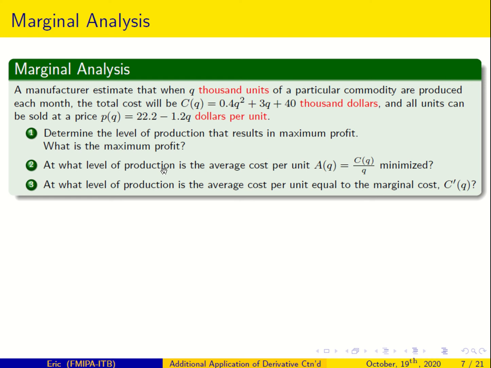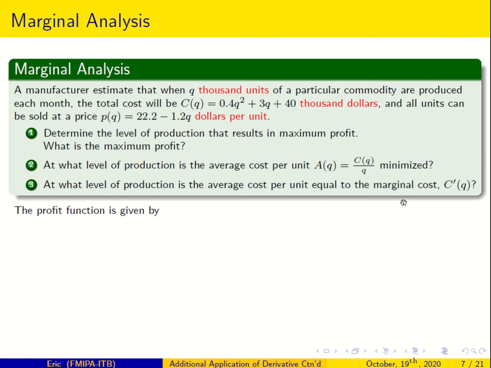The second one: at what level of production, that is, at what quantity, is the average cost per unit, A(q), that is C(q) divided by q, minimized? This is the total cost of producing q units divided by the q units produced, so this is the average cost per unit. And at what level of production is the average cost per unit equal to the marginal cost, that is C'(q)?